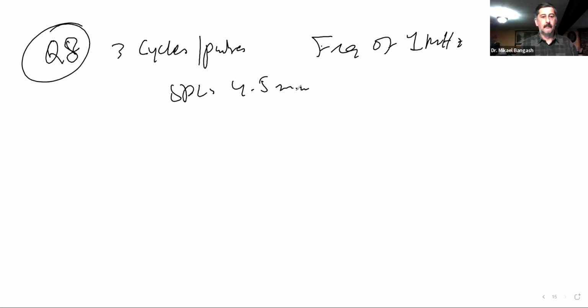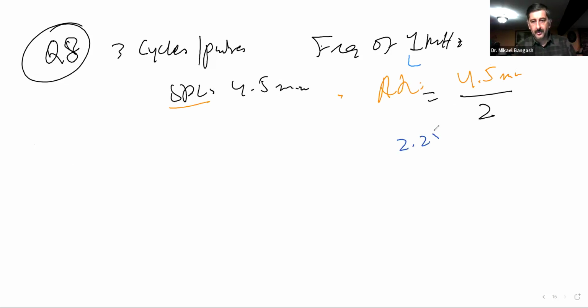What is the axial resolution? Some of you might have said, do I need to calculate the wavelength here, and then multiply that by 3 to get the spatial pulse length? No, not really. They already gave you your spatial pulse length. The only thing that you need to do to get your axial resolution is that those 4.5 millimeters are going to be divided by 2. So you get a total of 2.25 millimeters. Is that clear? That becomes the axial resolution's numerical value for this transducer.